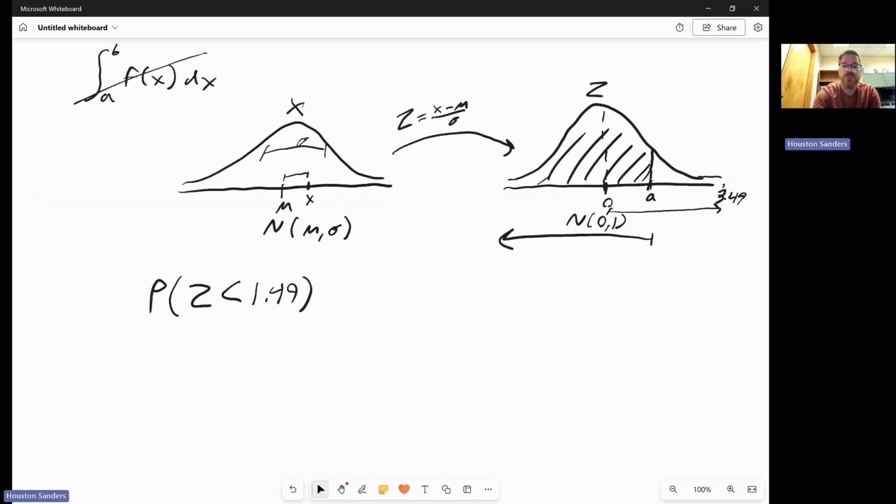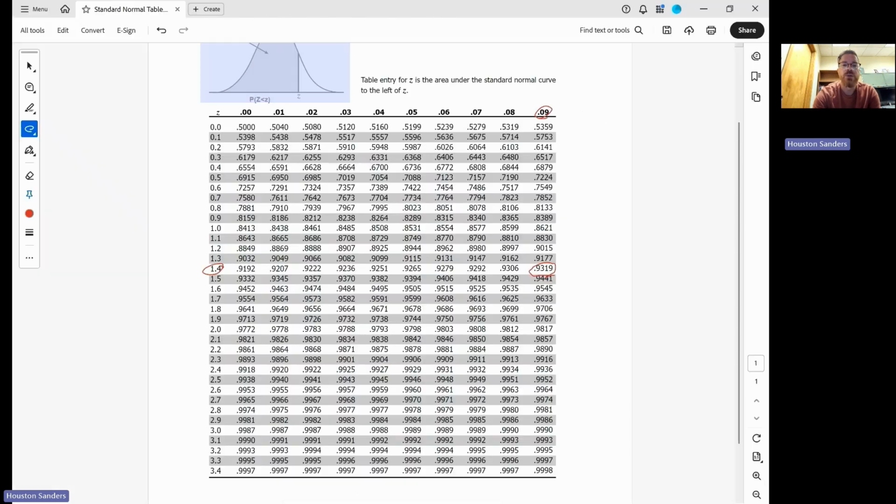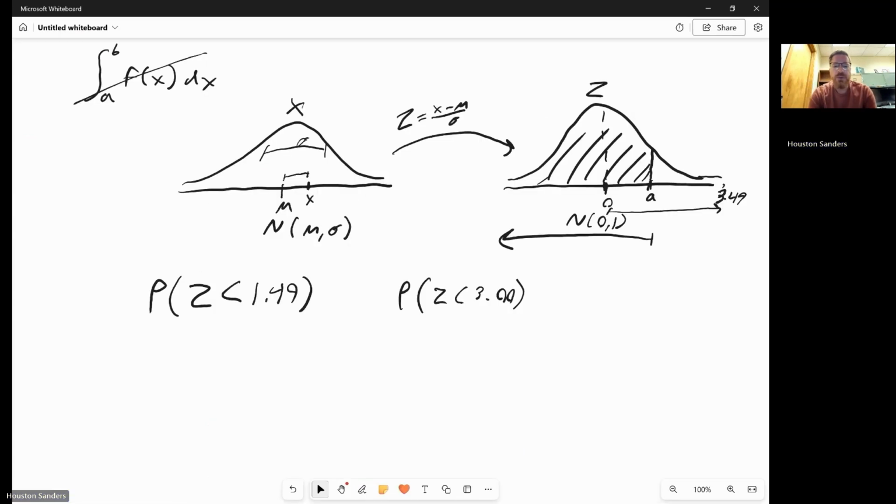Let's do another example. Let's say that we had, what is the probability that Z is less than 3.00? You would go along your left side to get to 3.0. You would look at your first column, the 0.00, and we would get a probability of 0.9987.